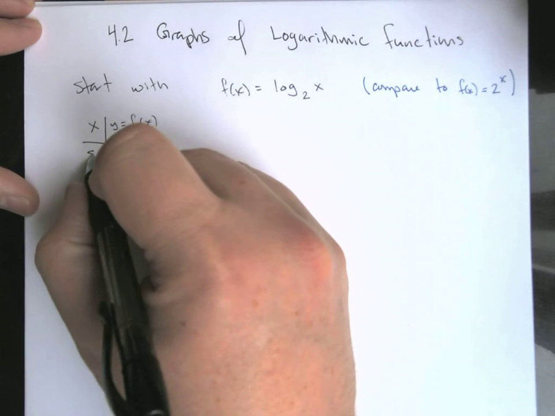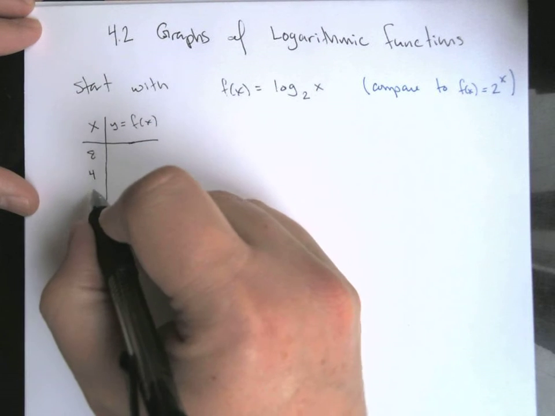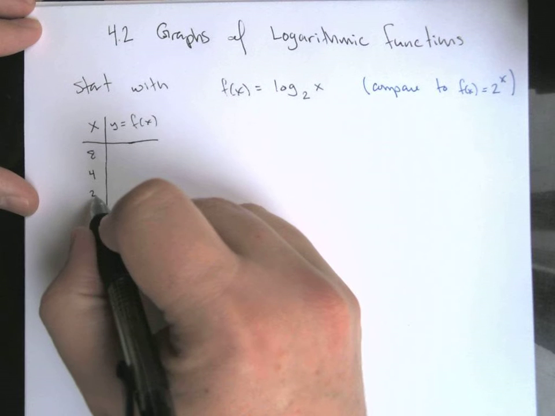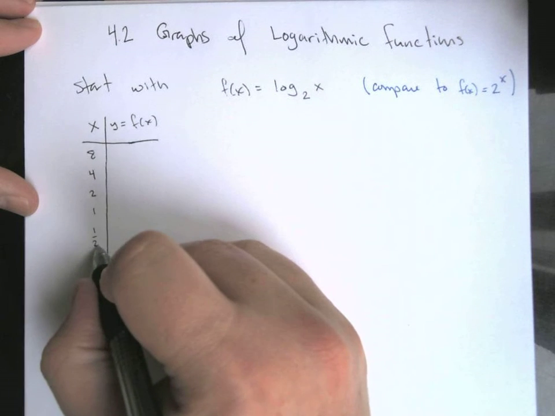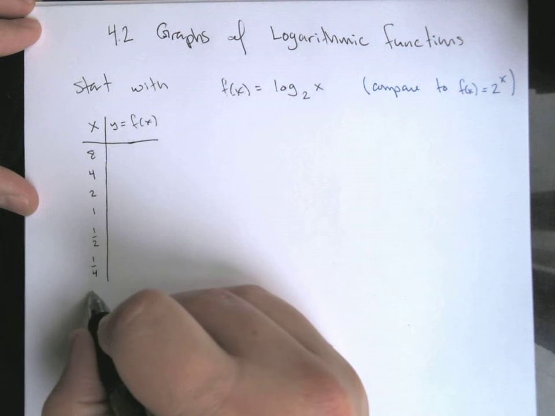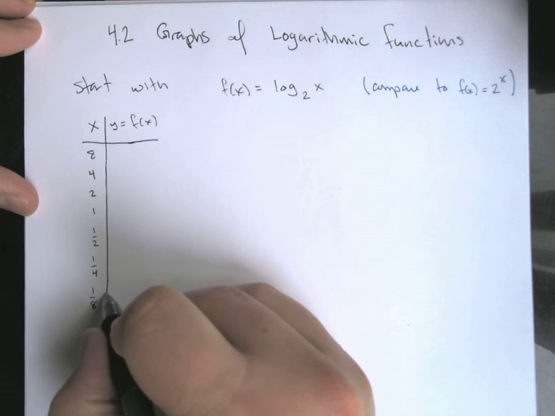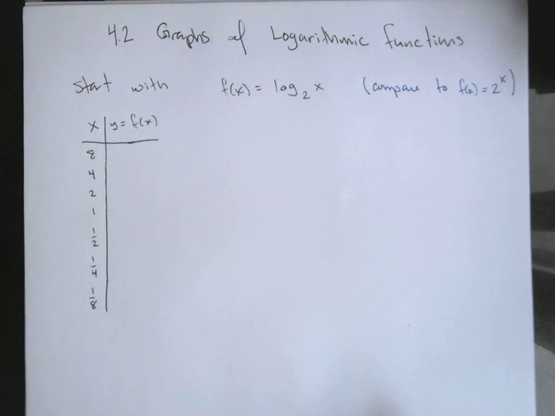Let's do x is 8. Let's do x is 4. Let's do x is 2. Let's do x is 1. Let's do x is 1/2, 1/4, and 1/8. You can probably start to see a pattern here, right? What do all these x values have in common? Well, they're all powers of 2, right?